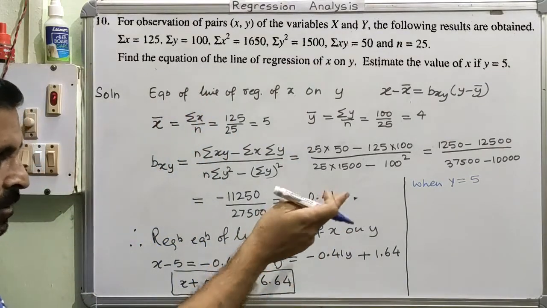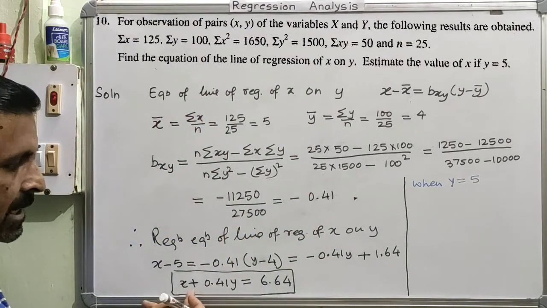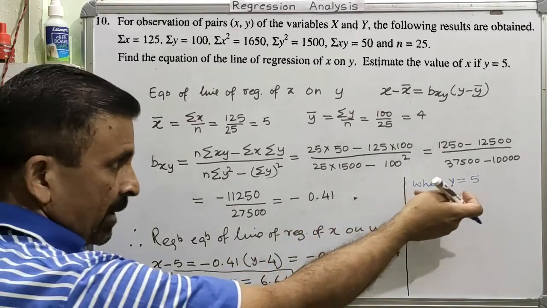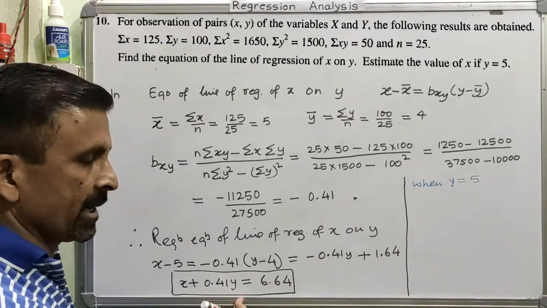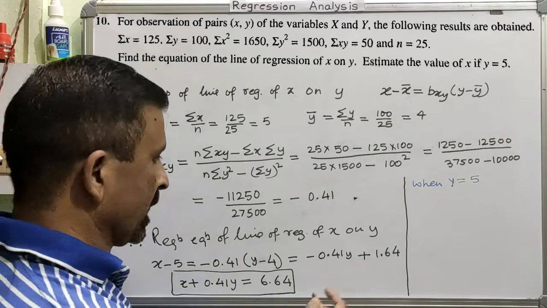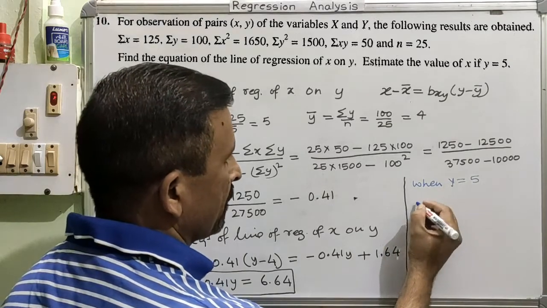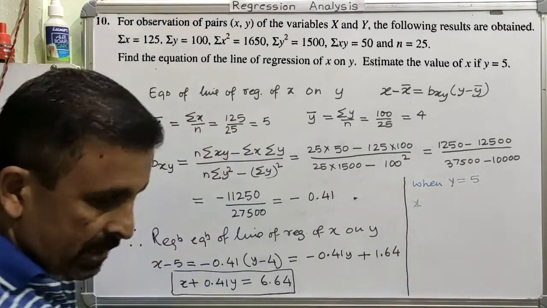Clear? So what we can do is, this value of y, we can put it here and we can calculate the value of x. We will put the value of this y in this equation and we can calculate the value of x. So let us do that. So x, this color is not very good.